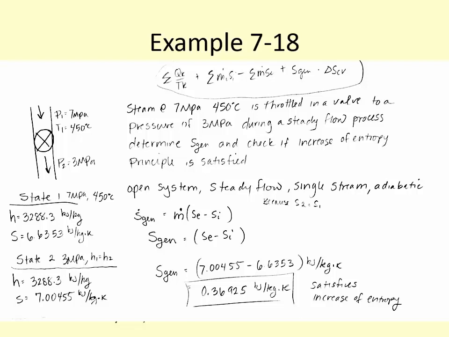Do we know a second property value to fix the state? Temperature. Do we? Steady flow. You have to think way back to chapter 5 about throttling valves and what's special about them. The enthalpy remains the same? Yes, the enthalpy is constant. So H2 is going to be equal to H1, which means we need to look up H1.